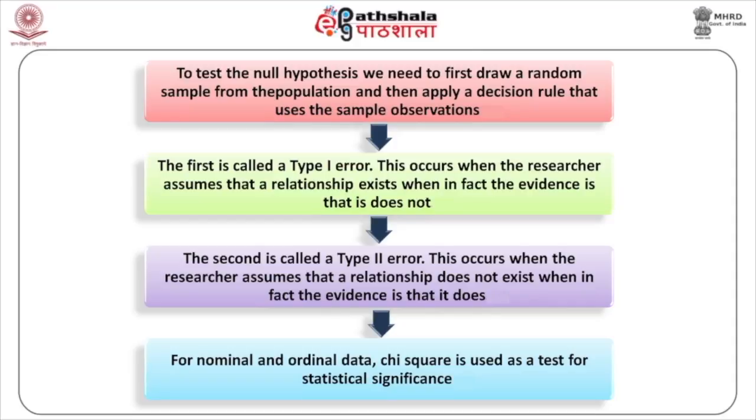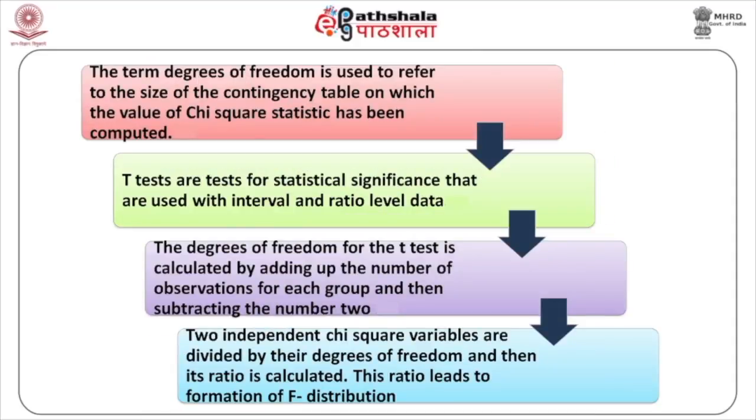The first is called a type 1 error. This occurs when the researcher assumes that a relationship exists when in fact the evidence is that it does not. The second is called a type 2 error. This occurs when the researcher assumes that a relationship does not exist when in fact the evidence is that it does. For nominal and ordinal data, chi-square is used as a test for statistical significance. The term degrees of freedom is used to refer to the size of the contingency table on which the value of the chi-square statistic has been computed.